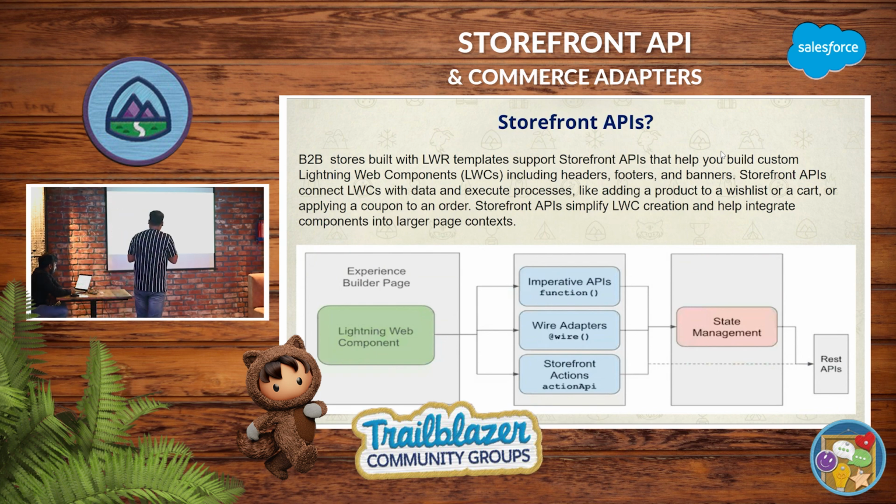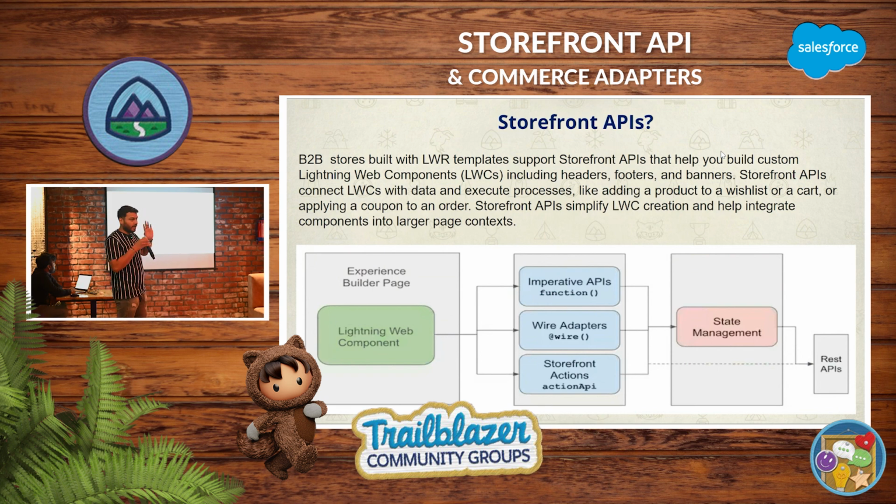So here we can see a diagram. Basically, what a storefront API is and how it is working. The first layer is the lightning web components. We have one lightning web component, and we have the REST APIs. Now how do the storefront APIs work in the backend? On the lightning web components, when we implement these storefront API actions, we have a state management layer. Now, what does this state management layer do?